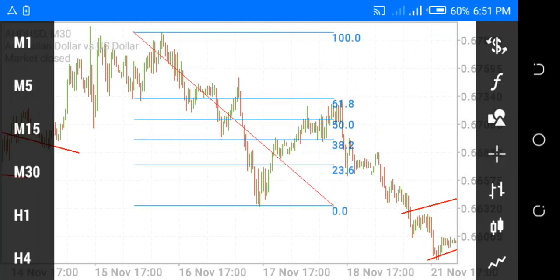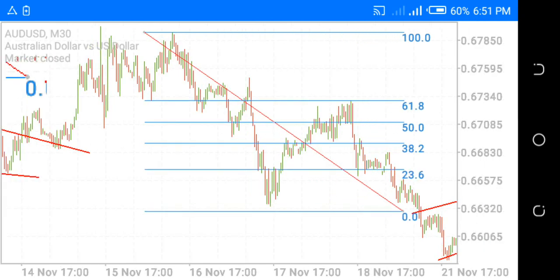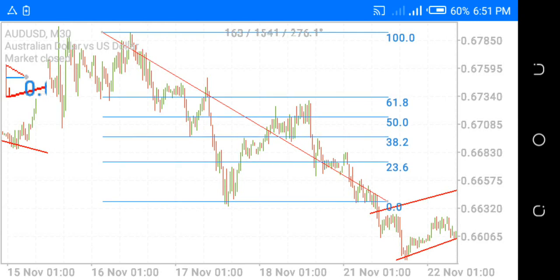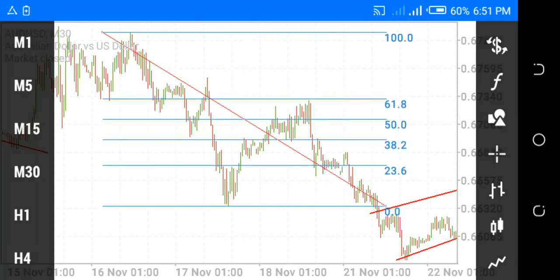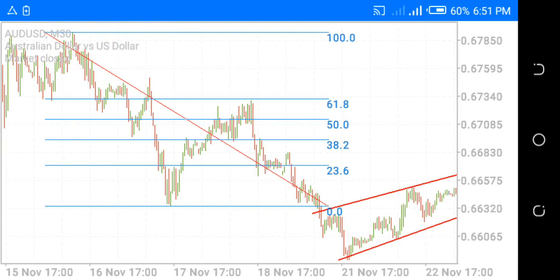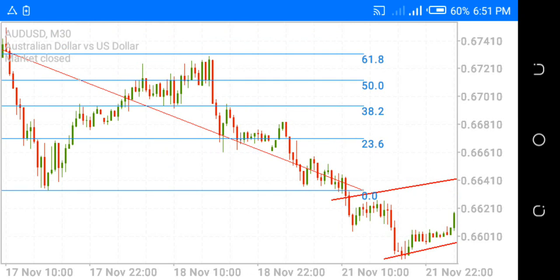Now this market came to this fib zone. Each of these zones here is called a fib zone. We have the 23.6 zone, 38.2, 50 zone, 61.8 zone. Now the 61.8 is always known as the golden ratio to ride price. 50.0 is also known as a good strategy, and the 38 is known as a good strategy also.